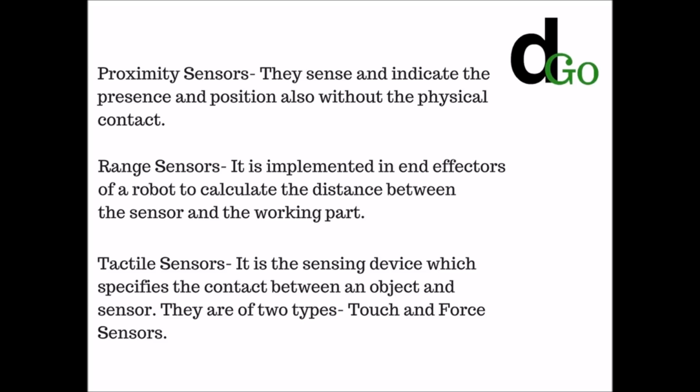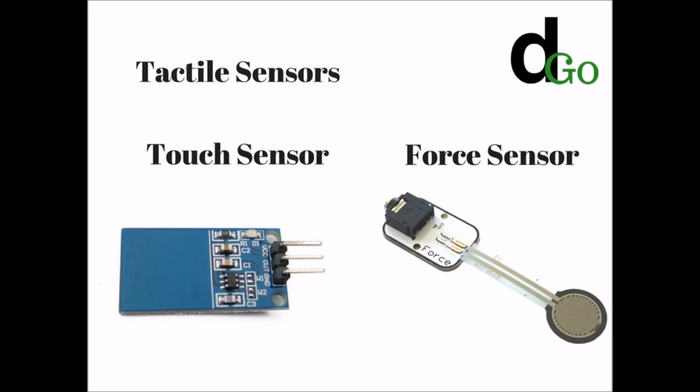Tactile sensors are sensing devices which specify the contact between an object and the sensor. There are two types of tactile sensors: touch sensors and force sensors. Touch sensors, you can touch them and they can sense it, and force sensors can measure the force during loading and unloading. These are the differences between these two sensors.